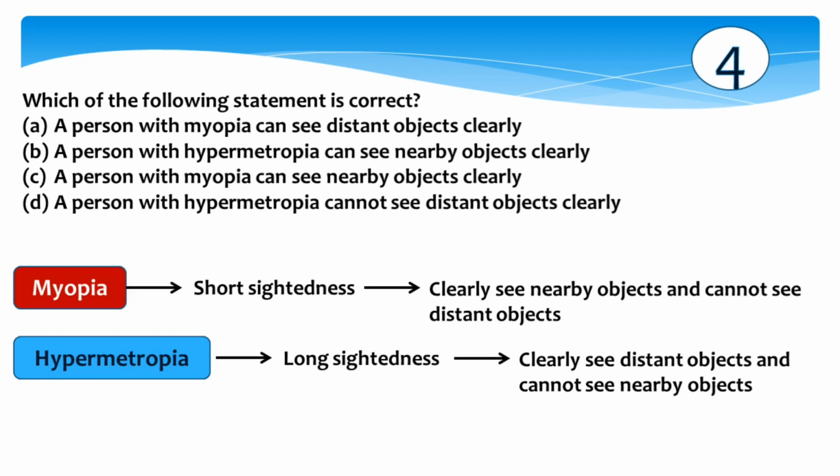Option B, a person with hypermetropia can see nearby objects clearly. Again, it is wrong. We can see that in hypermetropia, the person can see only distant objects but cannot see nearby objects. So option B is also false. Option C, a person with myopia can see nearby objects clearly. And it is true. Myopia itself means short-sightedness. The sight is short. The person can see nearby objects clearly. So option C is the correct answer.